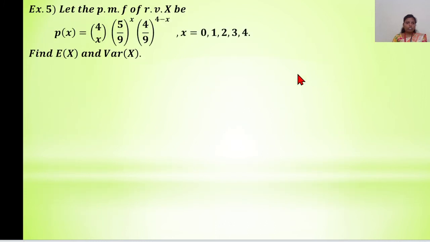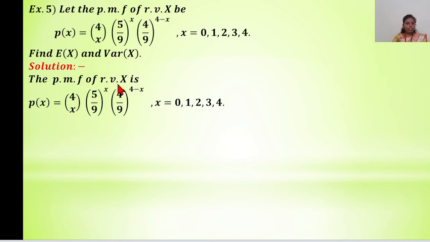Now let us see the fifth example. Let the PMF of random variable x be P of x is equal to 4Cx into 5 upon 9 raised to x into 4 upon 9 raised to 4 minus x, where x equal to 0, 1, 2, 3, 4. Find expected value of x and variance of x. Now let us see the solution.